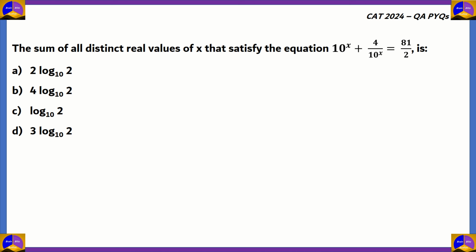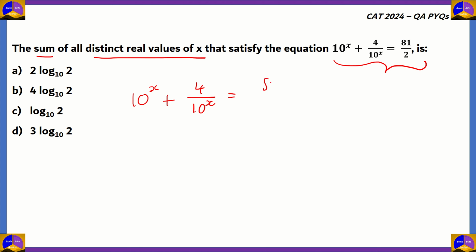Now let's look at the second question for today. The sum of all the distinct real values of x that satisfy the following equation, 10 to the power x plus 4 by 10 to the power x equals 81 over 2, is. Now, all of the options are given in logarithms: 2 log 2 to the base 10, 4 log 2 to the base 10, log 2 to the base 10, 3 log 2 to the base 10. So basically, the answer has to be expressed in log of 2 to the base 10. So how do we solve this question? Well, our original equation is 10 to the power x plus 4 upon 10 to the power x equals 81 over 2.